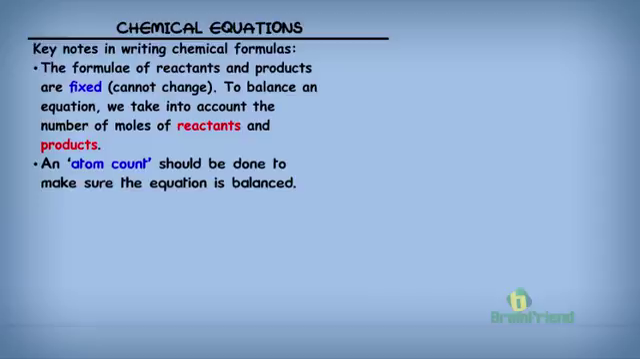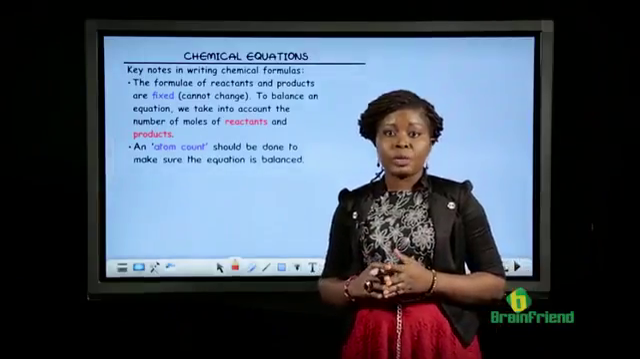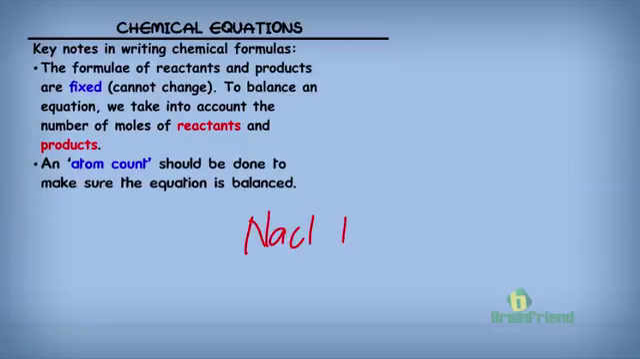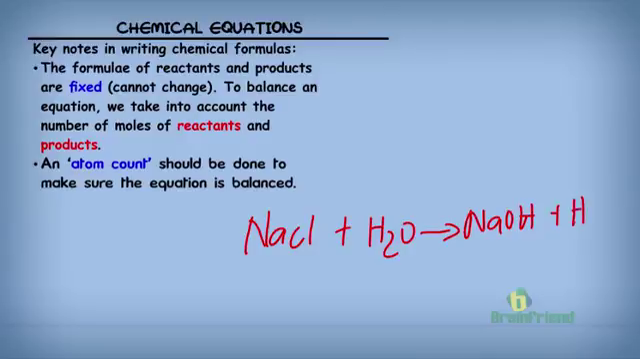The formulas of reactants and products are fixed, so they cannot change. If sodium chloride is supposed to react with, say, water to give us sodium hydroxide and hydrogen chloride, it is telling us that the formulas of these reactants are fixed. They cannot change. This will always react with this to give us this.